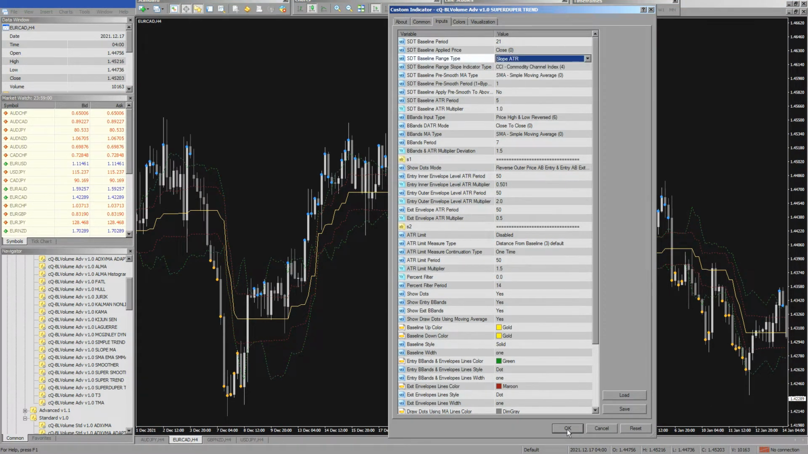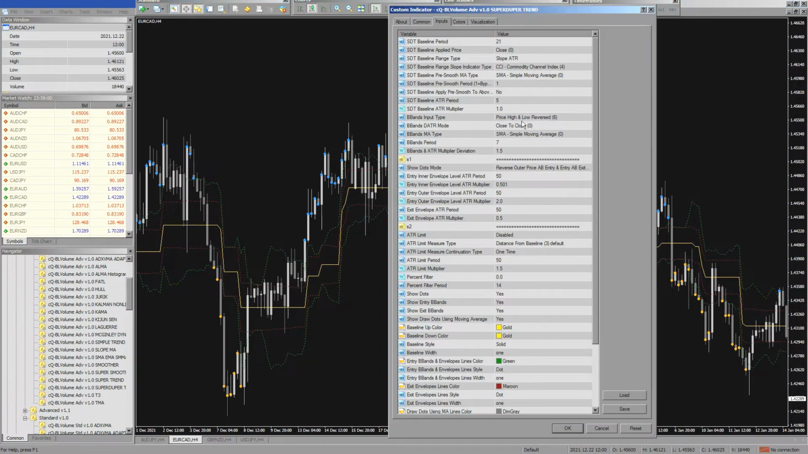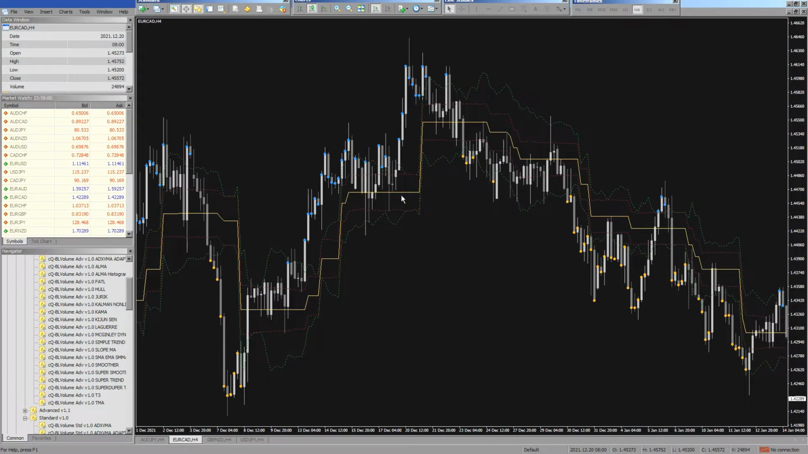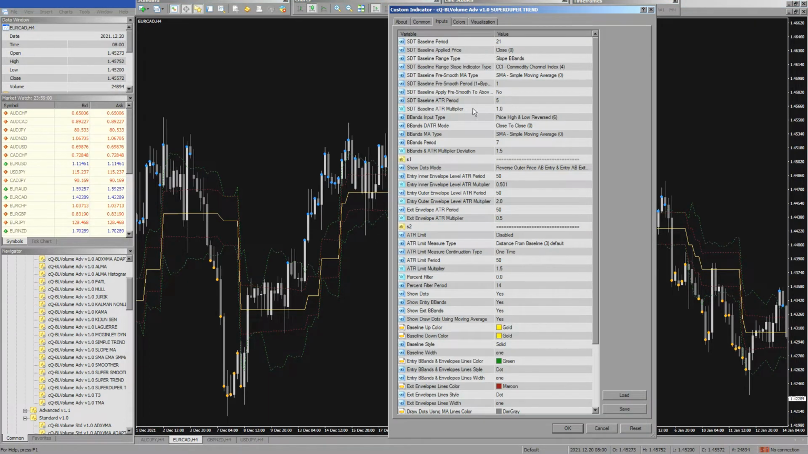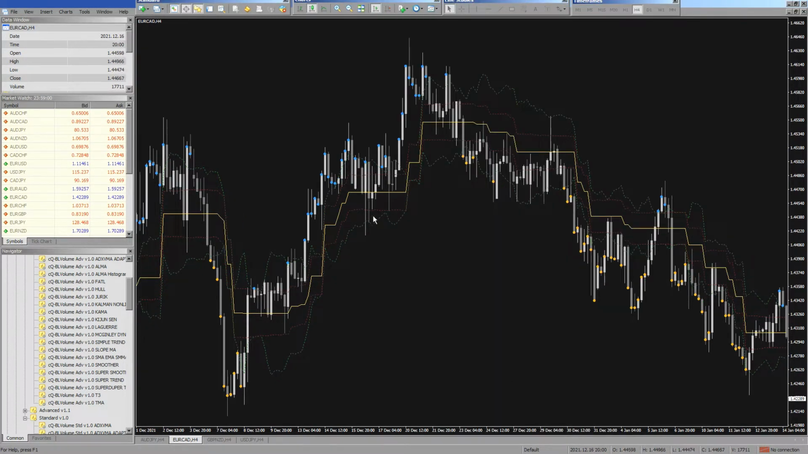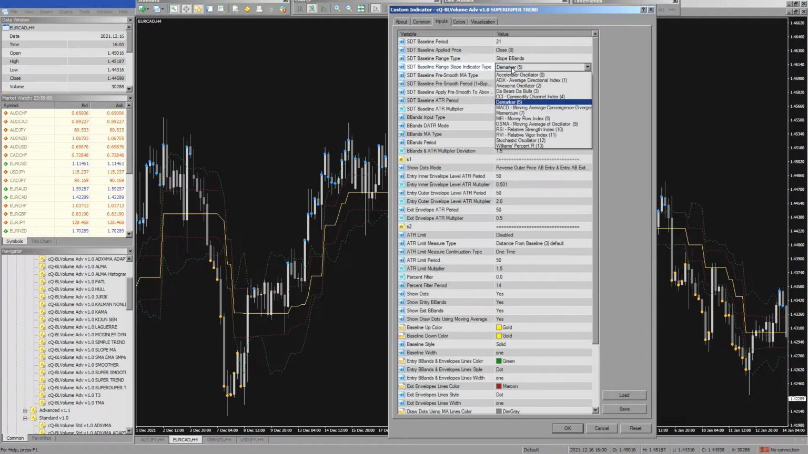And then you have the slope ATR, which is using the CCI. Right now it's currently using the CCI. And then you have the B-bands variation, of which you can control the width or the deviation of the B-bands here and the ATR multiplier there that control the same thing. And then you can change the period as well, just like the normal super trend. Then you can change these. So these will also give you a different response.